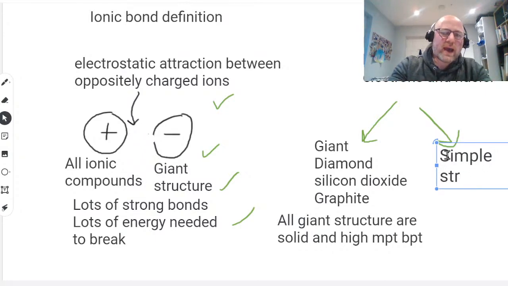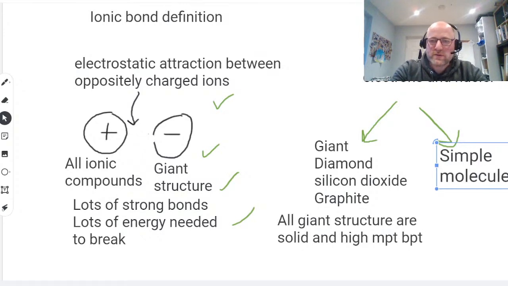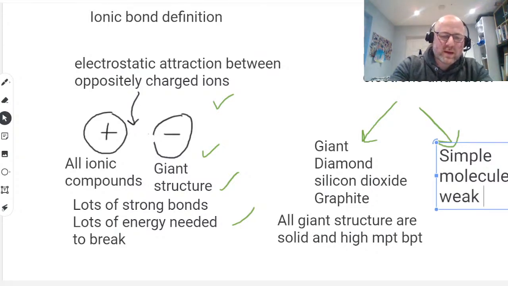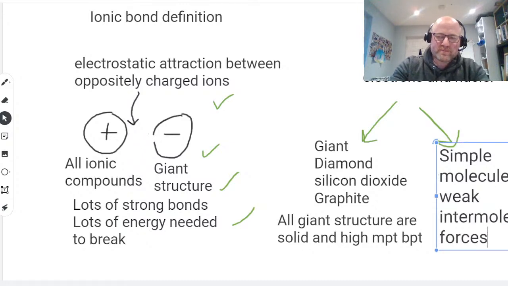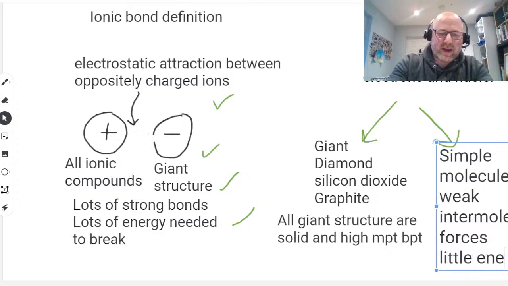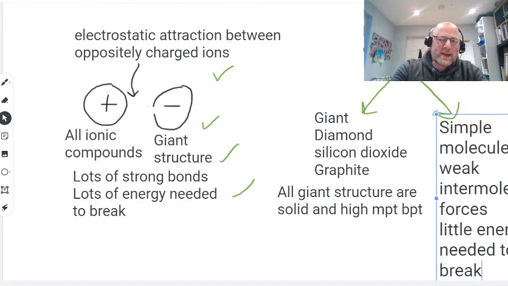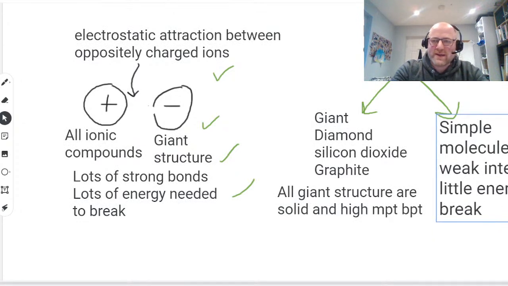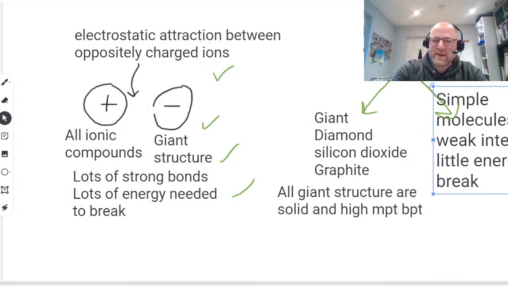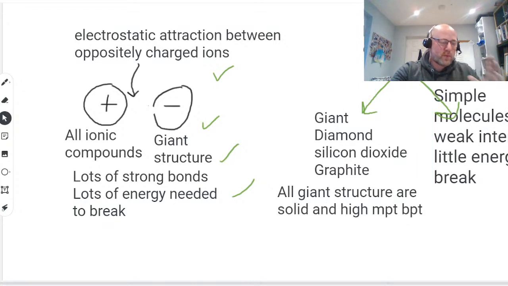Simple structures, hey, you can call them simple molecules. Some exam boards allow you to call them small molecules, or just molecular substances, but the best word is simple molecules. They have weak intermolecular forces, little energy needed to break. There's very rarely a chemistry exam where you don't have to comment on a simple molecule.